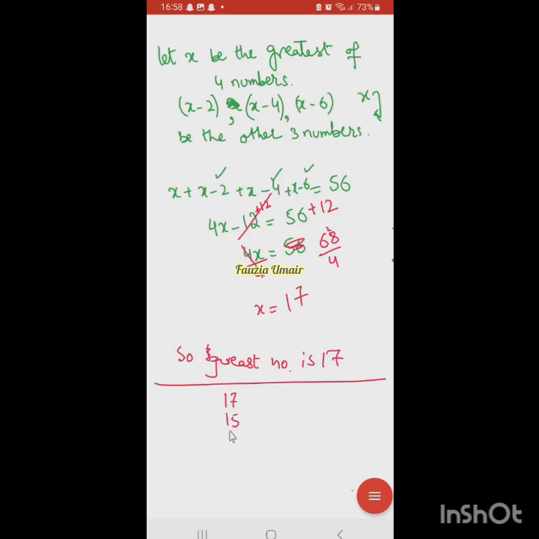15? 15. Then 13. 11. That's right. If we add all of them, let's see whether the 56 is coming or not. 7 or 3, 10, 10 or 6, 16. 1 carry and 1, 2, 3, 4, 5. So the answer is 56, and that makes sense. So this is the verification.